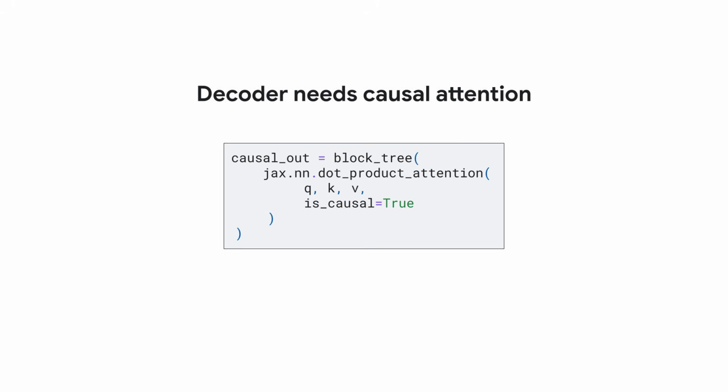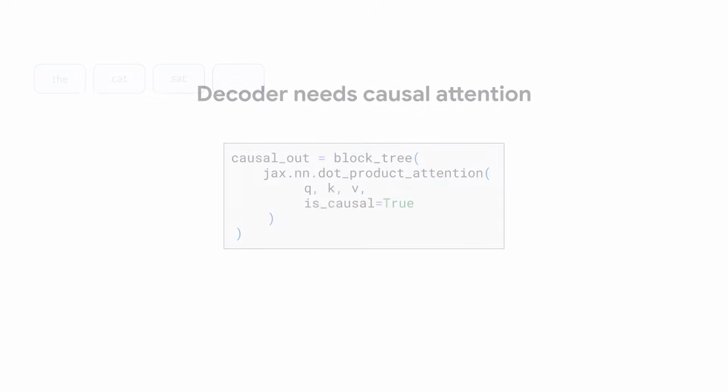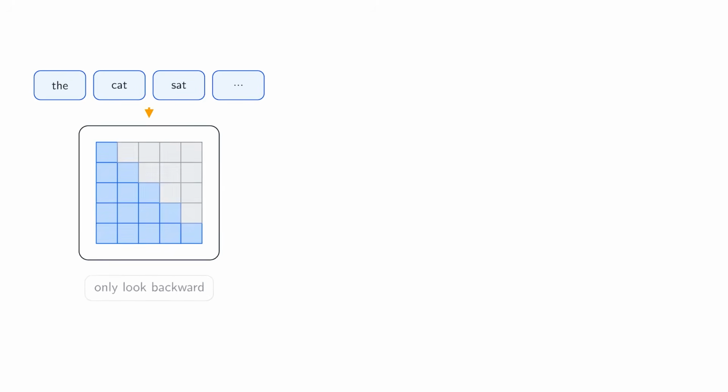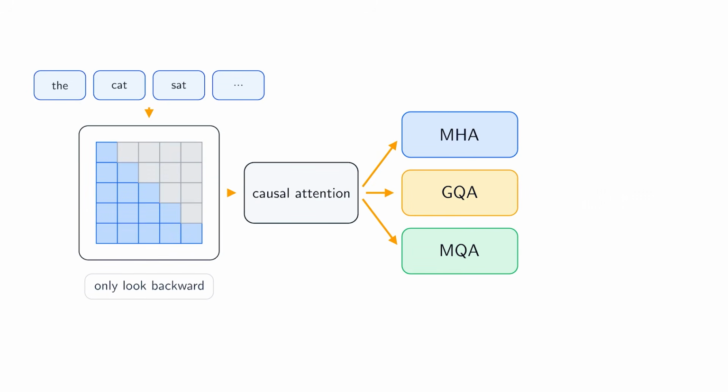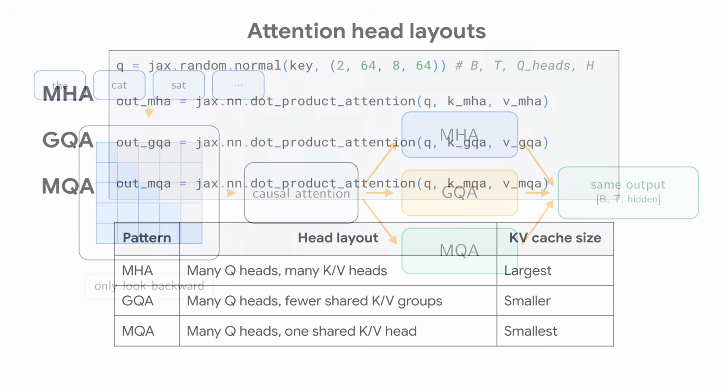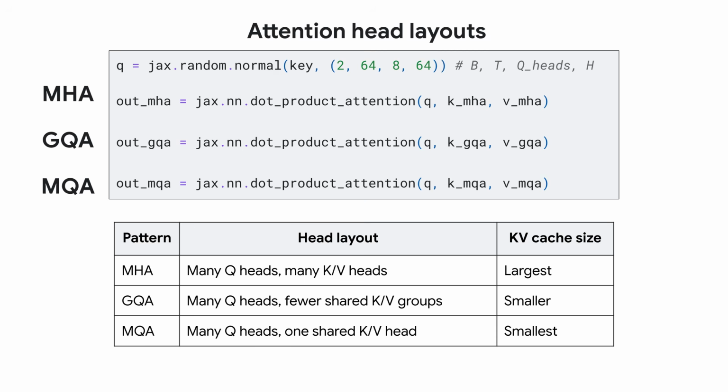Decoder models need causal attention. Each token can only look backward. For inference, MHA, GQA, and MQA all produce the same output shape, but have different KV cache costs. That causal attention is exactly what we plug into the transformer next.